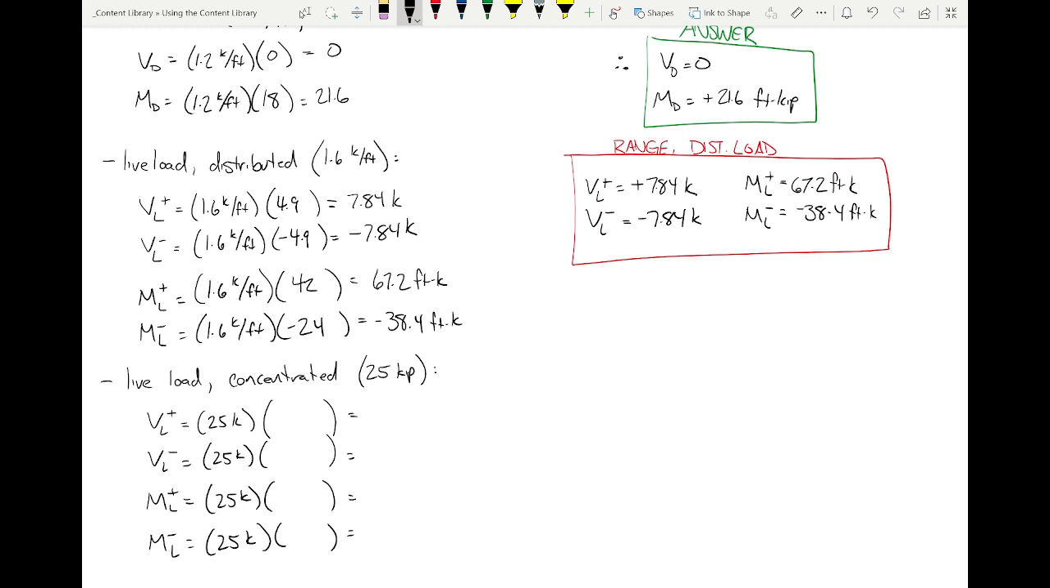You're shaking your head no. Why? Because that's the area. And you don't use the area for that. Boom, that's 100% right. We take distributed loads and multiply them by areas. But we take concentrated loads, and we multiply them by values. Boom. So we need some values.